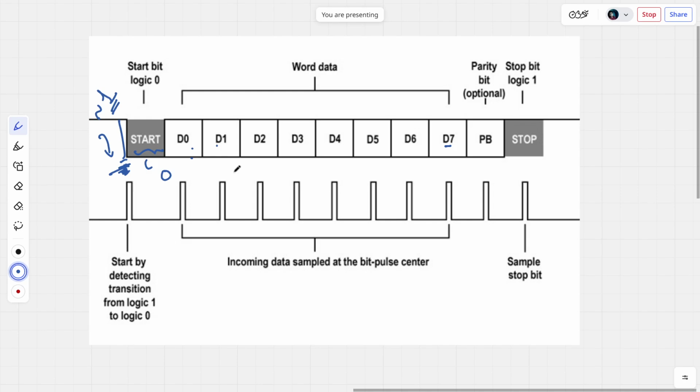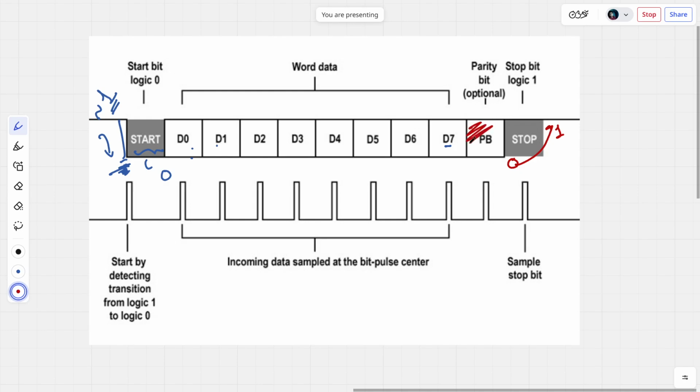Now you have done transmitting your 8 bits of data, then how will your receiver know when to stop sampling? For that, the line will go, and I will choose a different color, from logic 0 to logic 1. This will trigger the stop condition, right? Then we missed one frame, which is the PB.